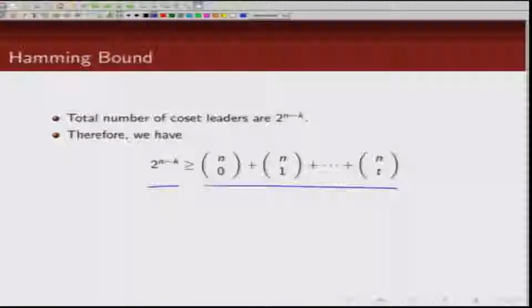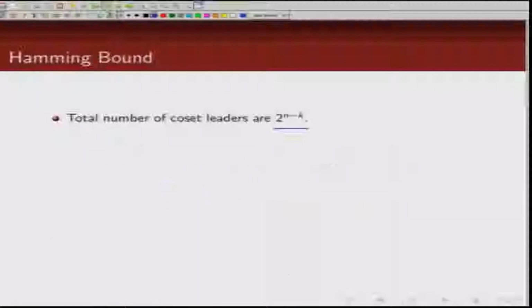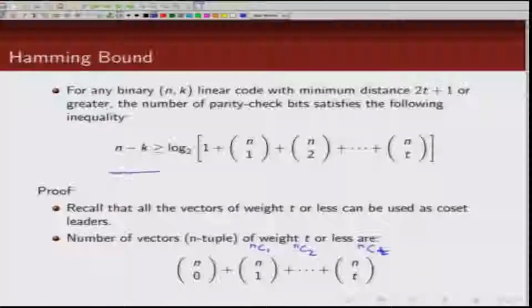up to t, and hence if we take the log of this, we get this condition that n minus k is greater than or equal to log of this, okay. And that is basically our Hamming bound.